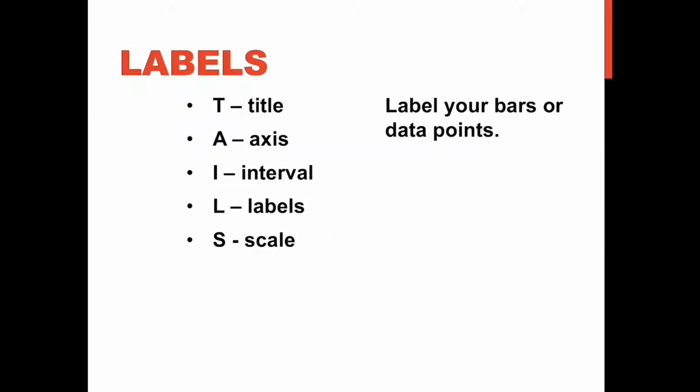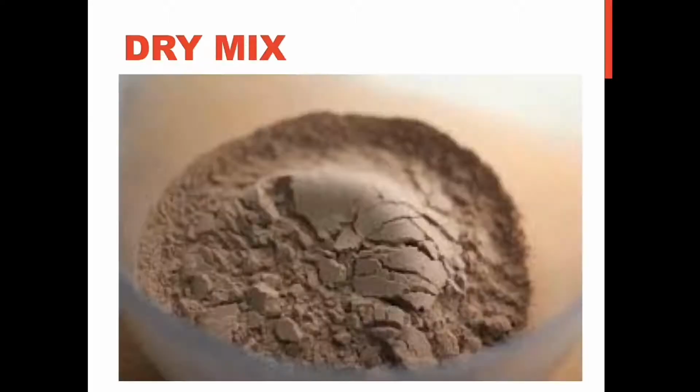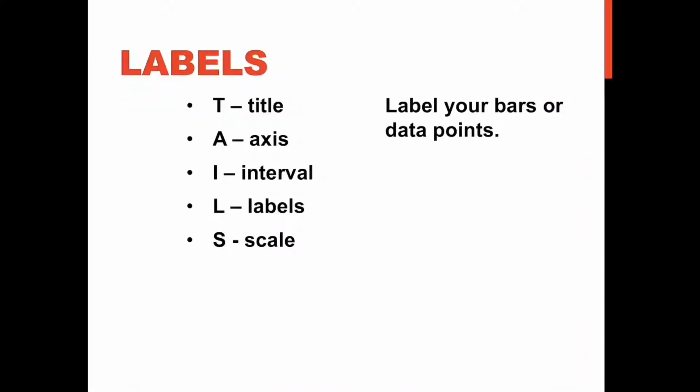So let's finally talk about the L in TAILS. We need to label our bars or data points, making sure that we know what everything is, where it is, and what the data means is very important. And labeling everything, you'll never hear me say this enough: label, label, label, label, label.